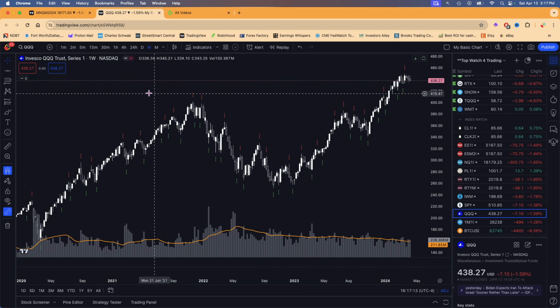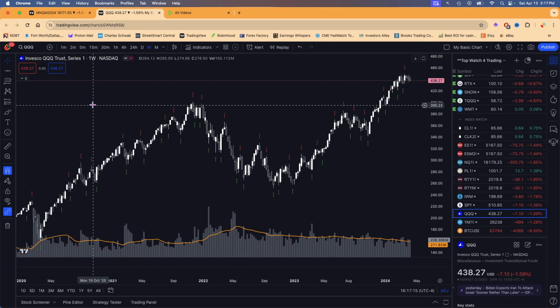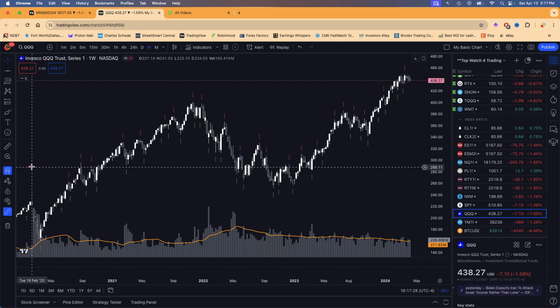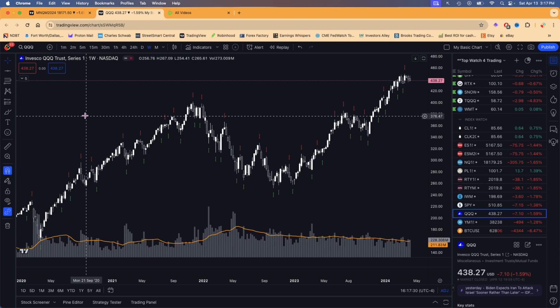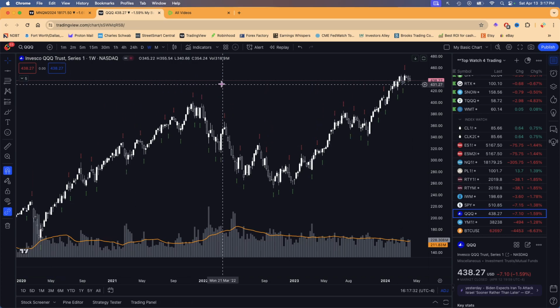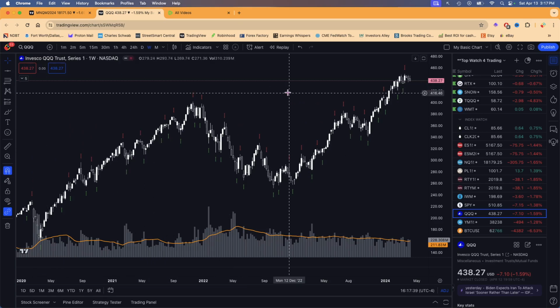What you want to do, if you're using TradingView or whatever charting platform you have, if there's a magnet or any kind of snap to open, high, and low and close prices of candlesticks, it really simplifies charting.